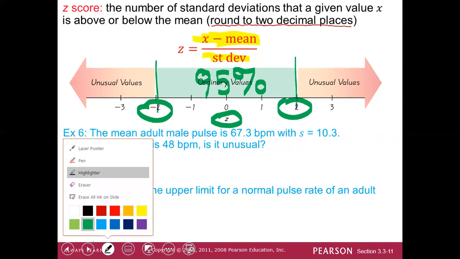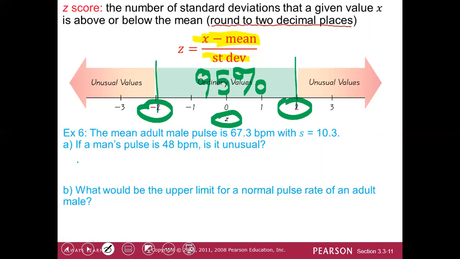So for number 6, the mean adult pulse rate is 67.3 beats per minute, and we have a standard deviation of 10.3 beats per minute. What we're going to do on this one is calculate the z-score. So it's x. If a man's pulse rate is 48, that's going to be my x value. I'm going to subtract off the mean, 67.3.